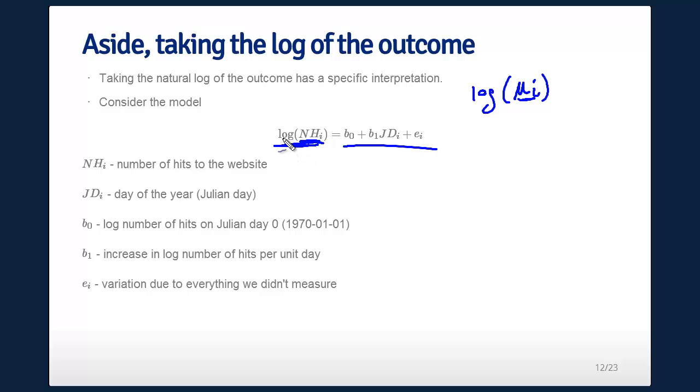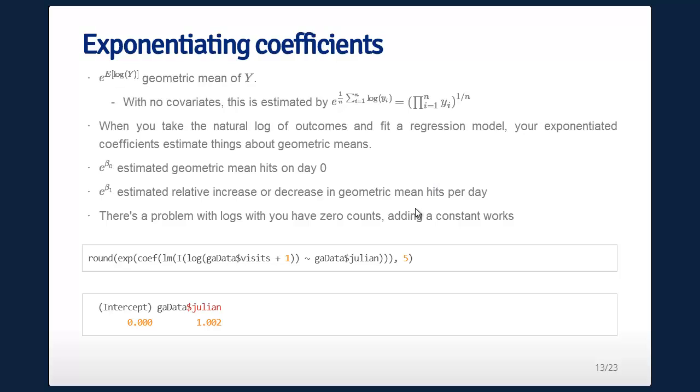So if you just log your outcome and you're happy with interpreting on the log scale, then the number of web hits is still the number of web hits. Julian date is the Julian day. B0 is the log number of hits on day 0. B1 is the increase in the log number of hits per unit day, and epsilon is the variation. Jeff wrote it as E here. But what's interesting about logging outcomes is it's a very special transformation in that it imparts a particular interpretation of the coefficients when you exponentiate them.